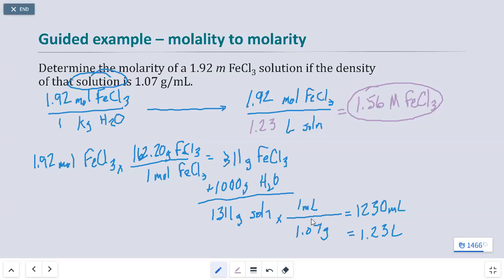Notice that in each type of conversion, both times, I had to do a conversion between the moles of the solute to grams. And it was the same direction both times. Multiplying that molarity by the molar mass to get the mass of the solute. The only difference was what I did with it.